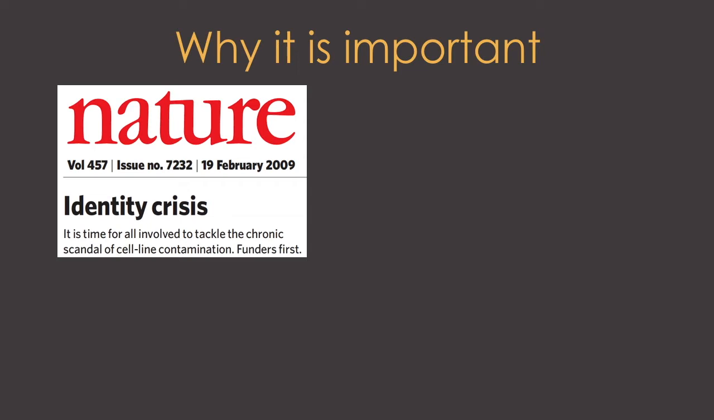There are many reasons why cells are misidentified. For instance, they may have been swapped or contaminated with other cell lines. The consequence can be catastrophic. Imagine a cancer researcher tests a new drug on cells which are not what they think they are.